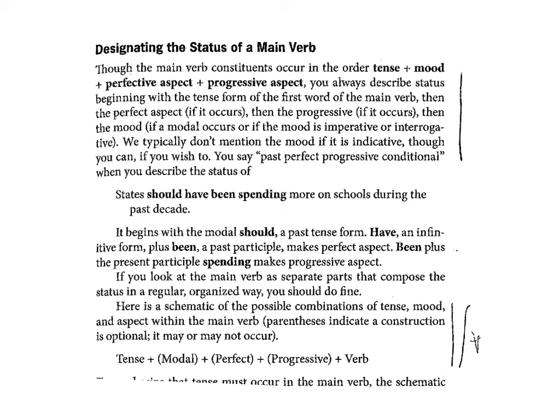The last important concepts in Chapter 3 are, A, that verbs in sentences can be complex. They can show conditional mood and perfect and/or progressive aspect all at the same time or in any combination. And B, the order of these components of the main verb is always the same.